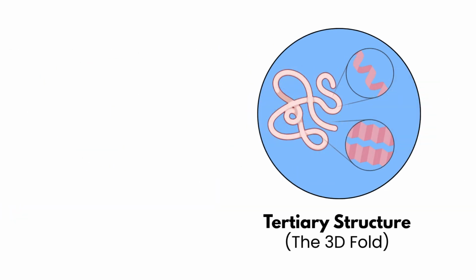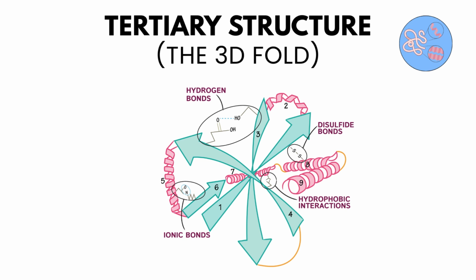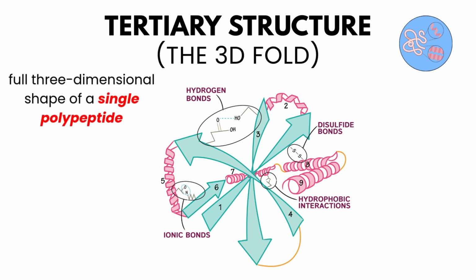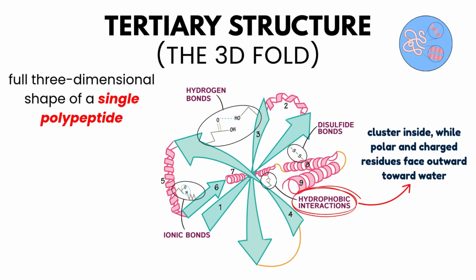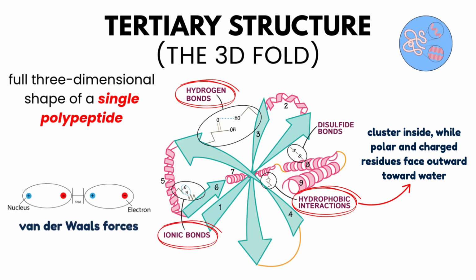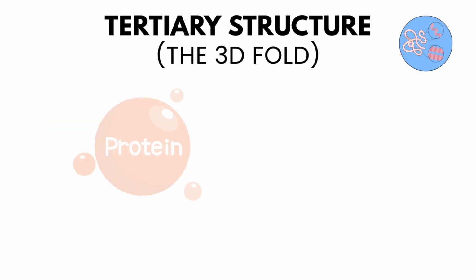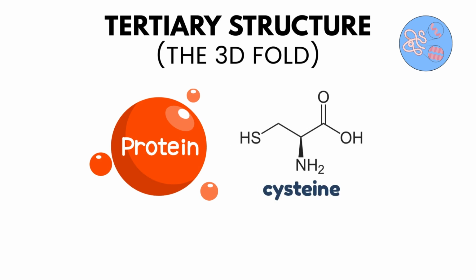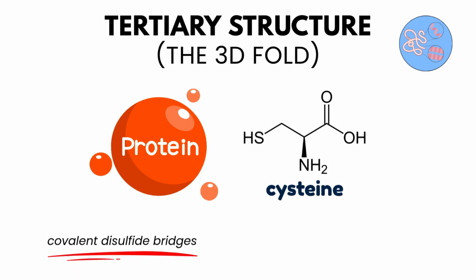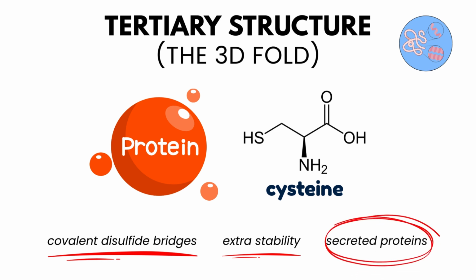Tertiary structure, the 3D fold. Tertiary structure is the full three-dimensional shape of a single polypeptide. It's held together by several forces. Hydrophobic residues cluster inside, while polar and charged residues face outward toward water. Hydrogen bonds, ionic interactions, and van der Waals forces stabilize the folding. And in some proteins, cysteine side chains form covalent disulfide bridges, adding extra stability, especially in secreted proteins.